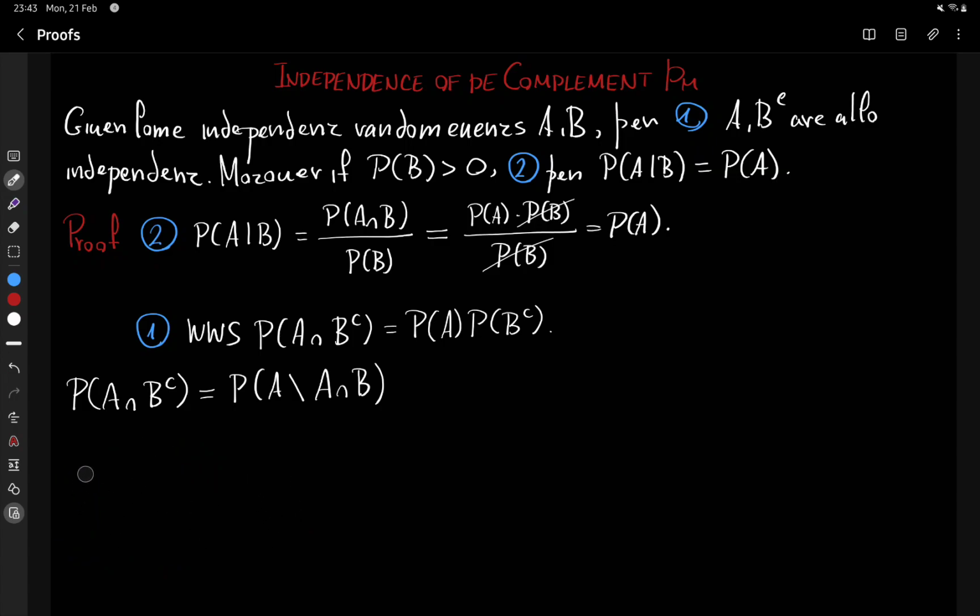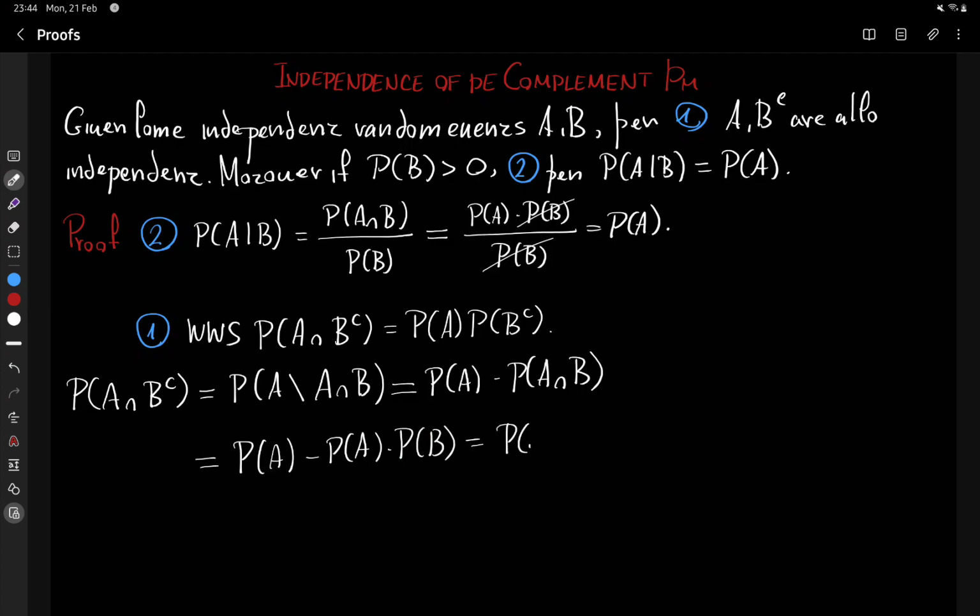So by a proof by picture, we get this equality, and using the sigma or finite additivity of probability, we get that this is equal to P of A minus P of A intersected with B. Using the definition of two independent events, this is PA minus PA times PB, and this is nothing more than PA times 1 minus PB, which is by definition PA times P of the complement of B, which concludes the proof.